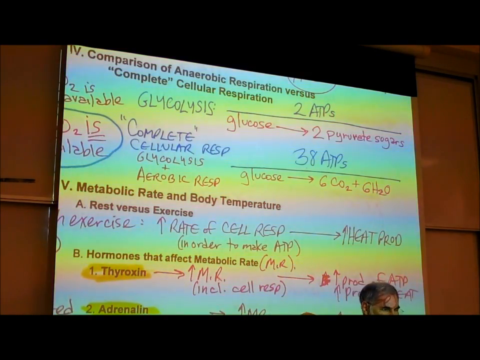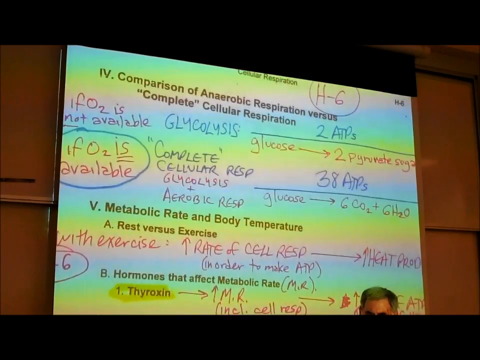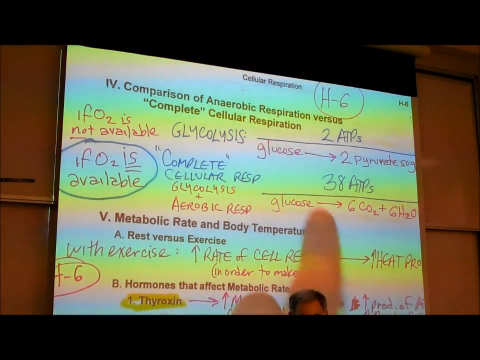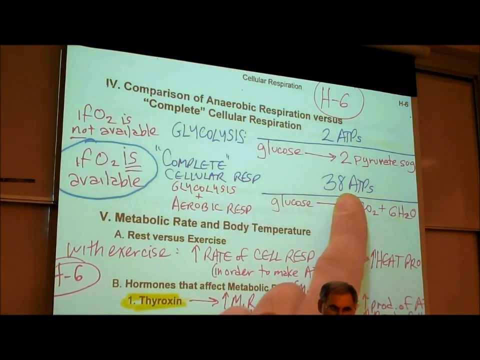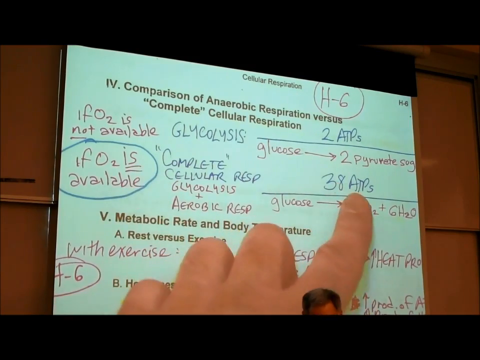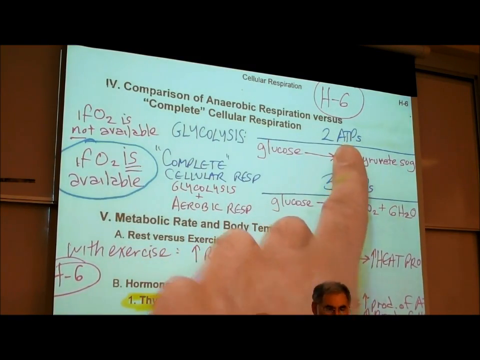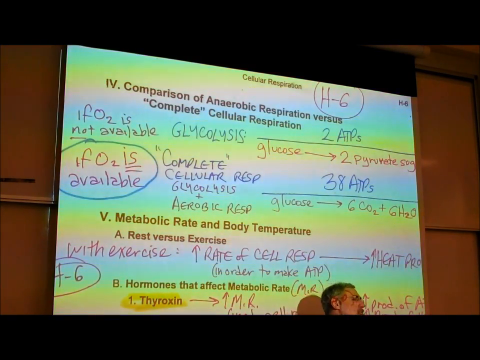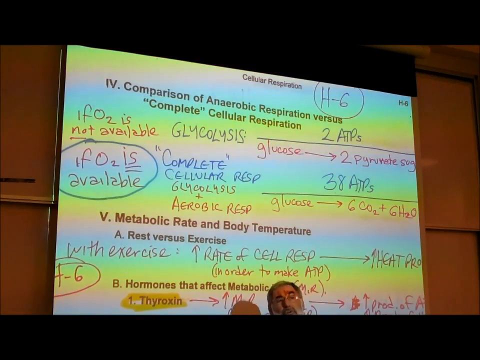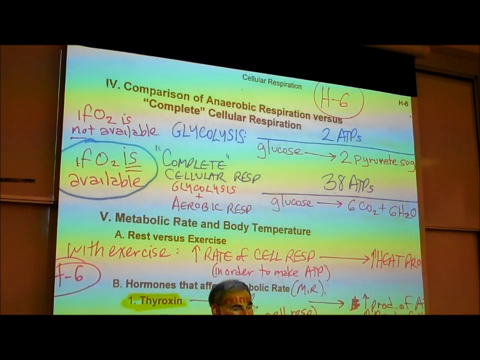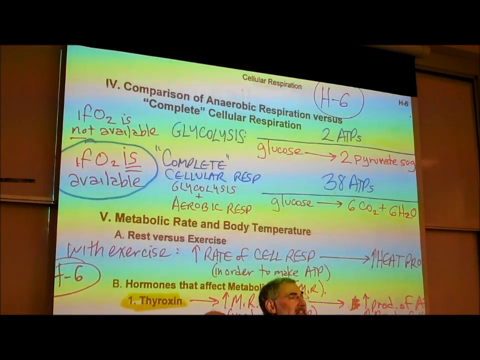38 ATP. So you'll notice that the amount of ATPs that are produced when you have oxygen available to the cell versus when you don't is huge. 2 ATPs when you don't have oxygen, 38 ATPs per glucose when oxygen is available. That's 36 more ATPs when you've got oxygen compared to when you don't.